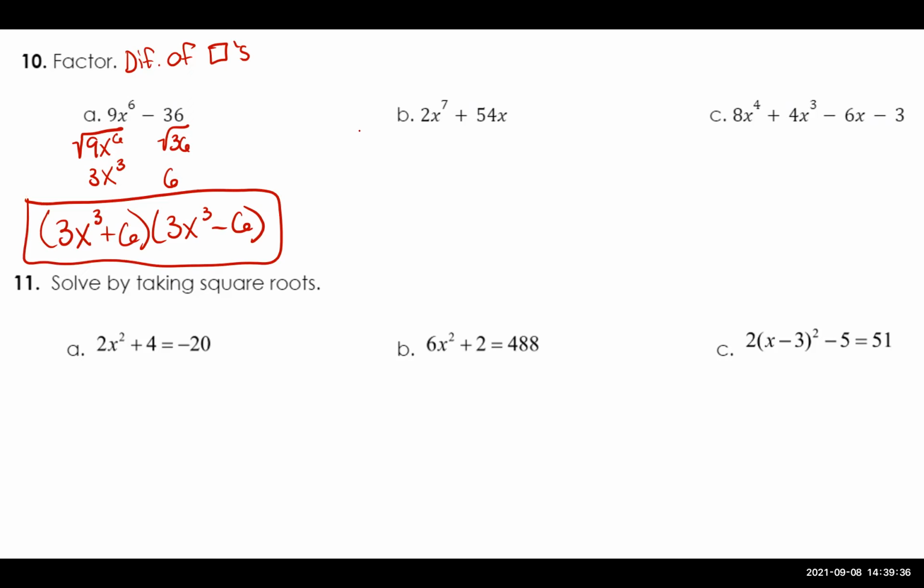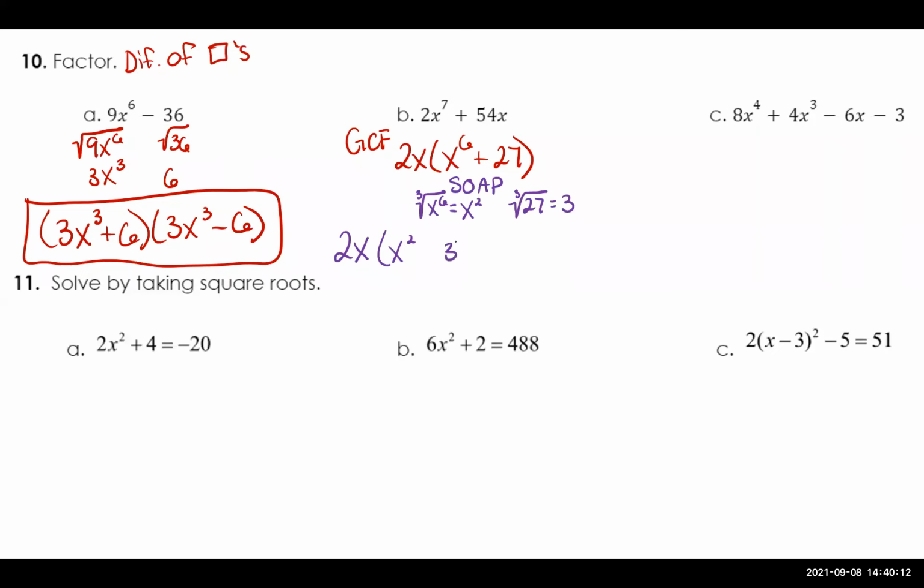So we're going to look for a GCF. We're going to take out a 2x. If I take out a 2x, I'm left with an x to the 6th plus 27. So now this is my sum of cubes, and I need to apply my SOAP pattern to it. The GCF stays out in front. I'm going to think of the cube root of x to the 6th. 6 divided by 3 would be 2, so I get x squared. The cube root of 27 would be 3, so there's a 3 in here.